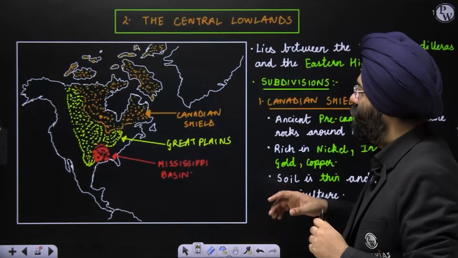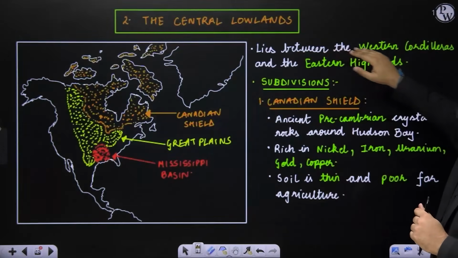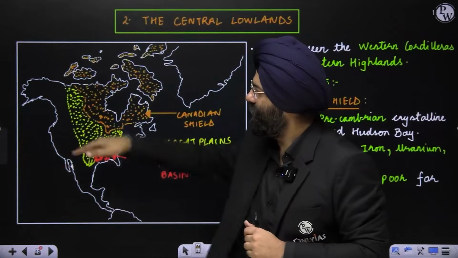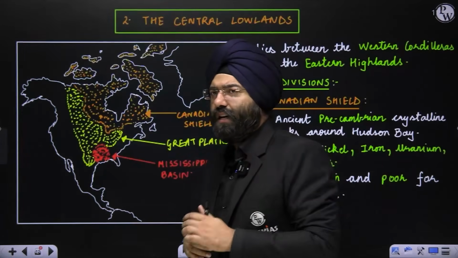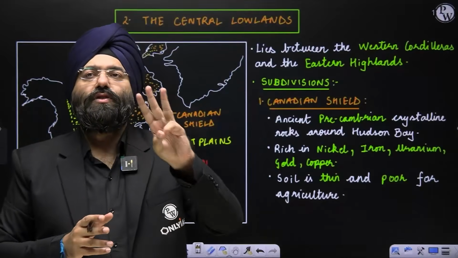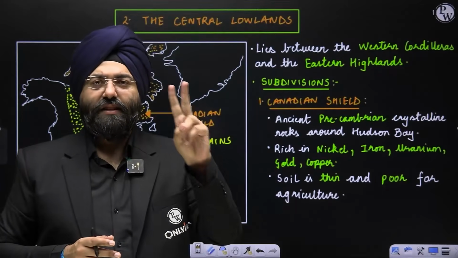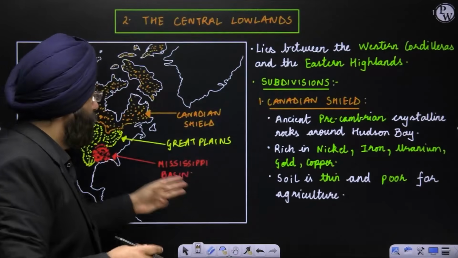Okay. Now first of all, the central lowland lies between the Western Cordillera and the Eastern Highlands. This is a basic thing we have already done. Second is that this central lowland is divided into three features or three divisions. First is the Canadian Shield, next is the Great Plains, and third is the Mississippi Basin.